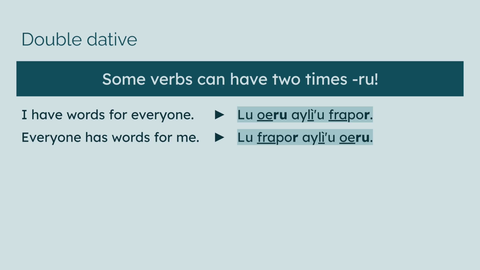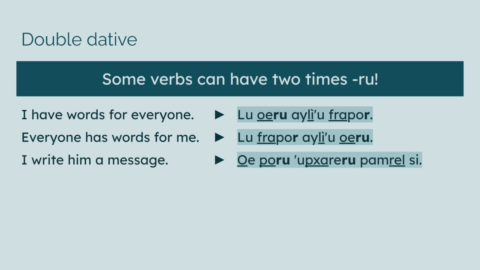The second verb that can do this is pamìrìk. I write him a message. Oe poru upareru pamìrìk. So what happens here? Pamìrìk is a C verb, to do writing. But now I can do writing to a message, which means I'm just writing the message. So this is just how C verbs usually work.